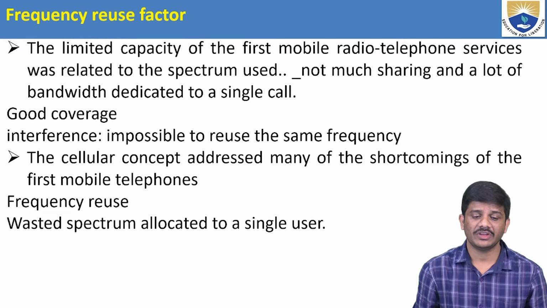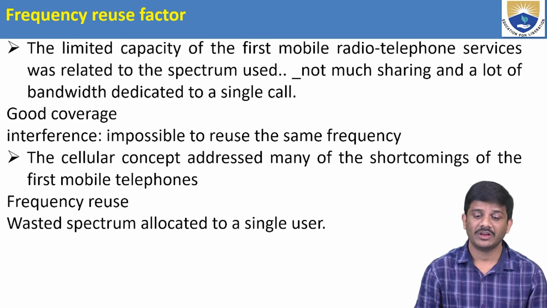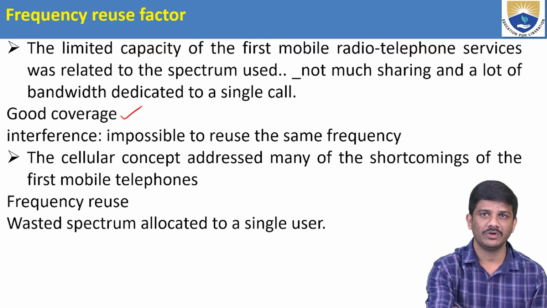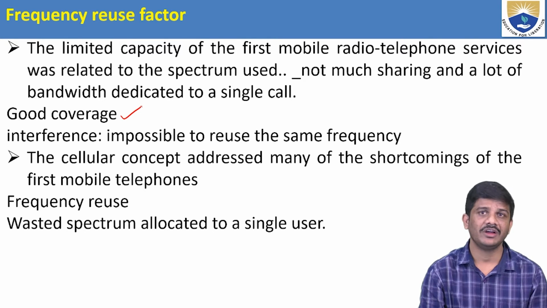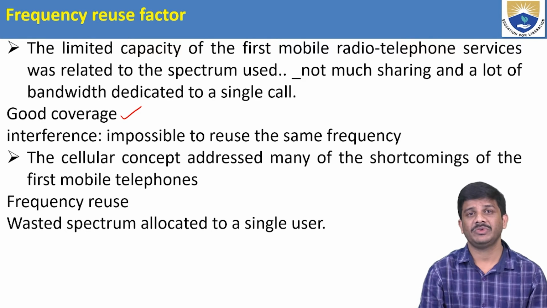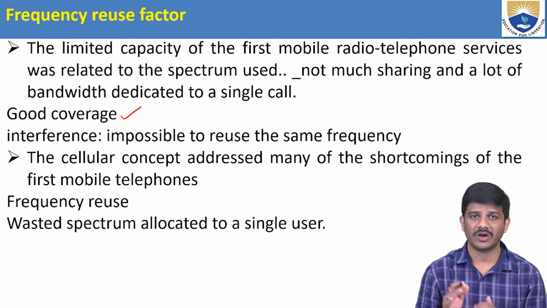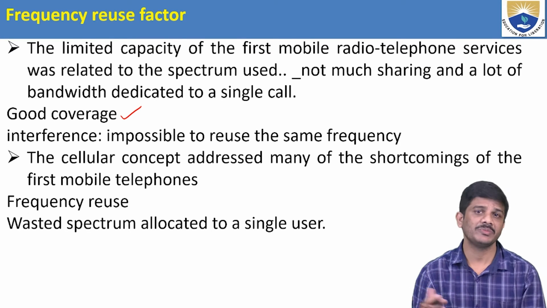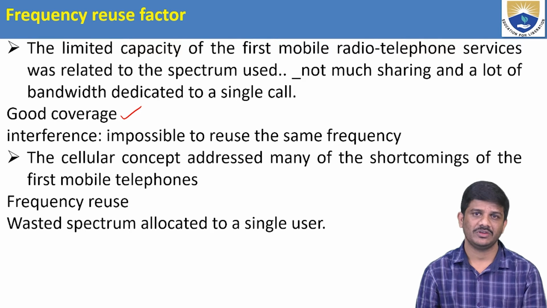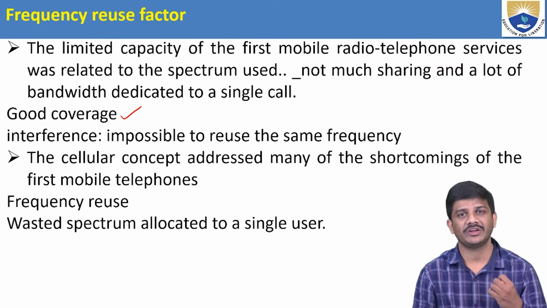In the reuse factor, we have some limited capacity. The first mobile radio telephone service was limited with respect to the spectrum used. There was not much sharing, and a lot of bandwidth was dedicated to a single call. With the help of frequency reuse, we can go with good coverage. Whenever we use the frequency reuse concept, we can give good coverage. But sometimes, with frequency reuse, we have interference. To overcome that, we have another method that we'll see in further classes.